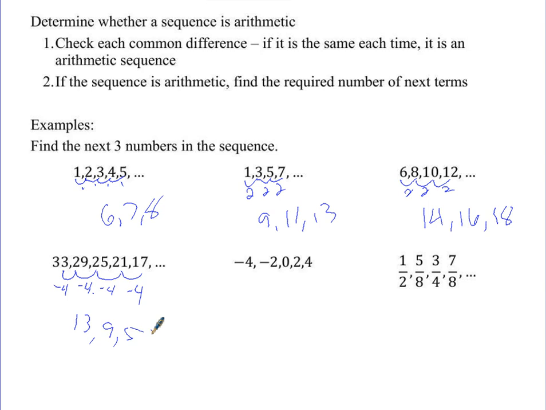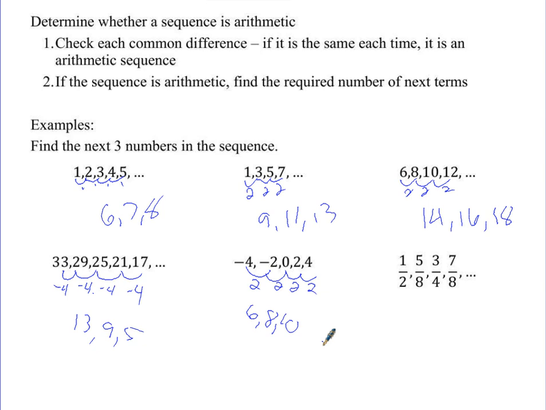We're going up by 2. From here to here, we add 2. From here to here, we add 2. Here to here, add 2. Here to here, add 2. Is this an arithmetic sequence? Yes. So the next three terms would be? Okay. How about the next one?